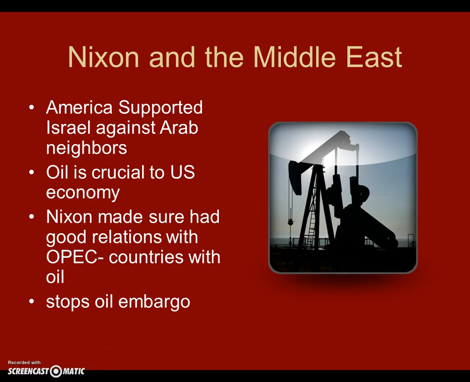Again, Nixon supported Israel, just as all U.S. presidents have done. Nixon was able to have a good relationship with OPEC. OPEC stands for Organization of Petroleum Exporting Countries. We need oil. And so because he was able to stop the oil embargo, the price for gas went down, which made many Americans happy. People truly liked Nixon. But what happened with Nixon, and the reason why he was forced to resign, was the Watergate scandal.